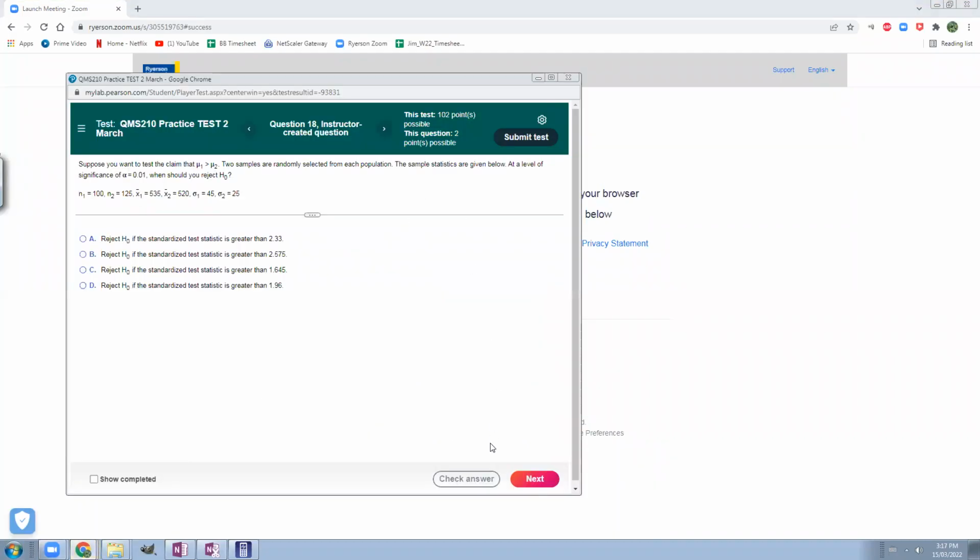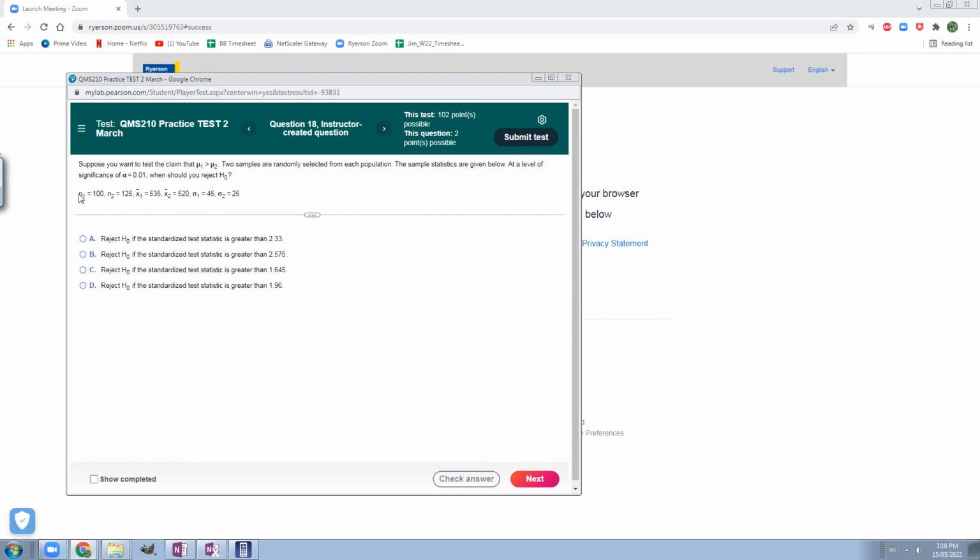Question 18. Suppose you want to test the claim that mean 1 is greater than mean 2. Two samples are randomly selected from each population, and the sample statistics are given below. At a level of significance of 0.01, when should you reject the null hypothesis?